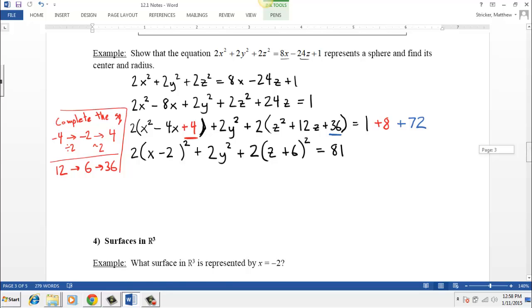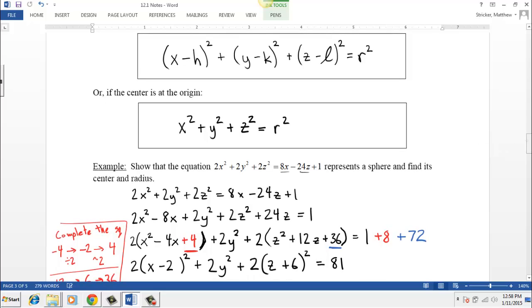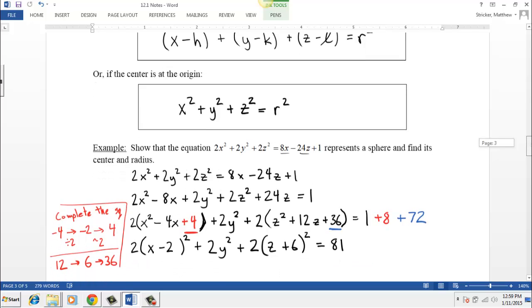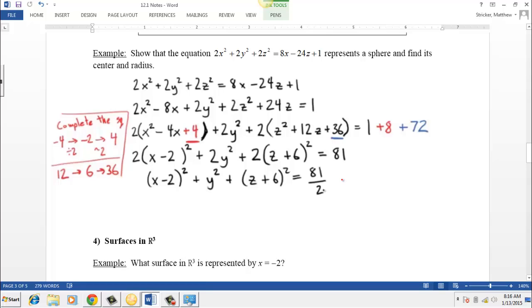If we compare to our form, one thing that's different about this in the form of a circle is that we have these extra 2's out front. So how could we get rid of the 2's? Well, you just divide everything by 2. So when I divide everything by 2, that's going to give me x minus 2 squared plus y squared plus z plus 6 squared equals 81 over 2. This kind of makes our radius ugly.